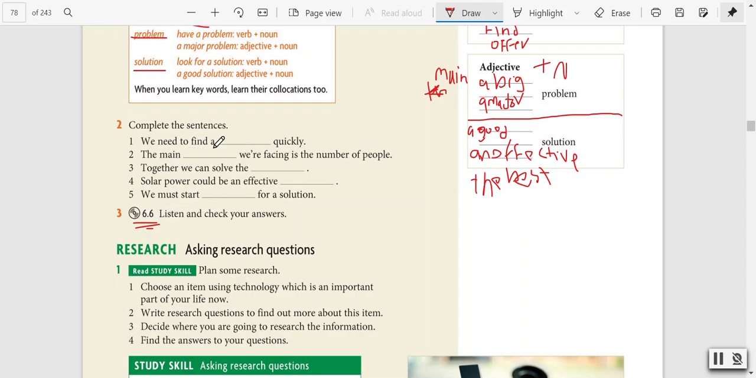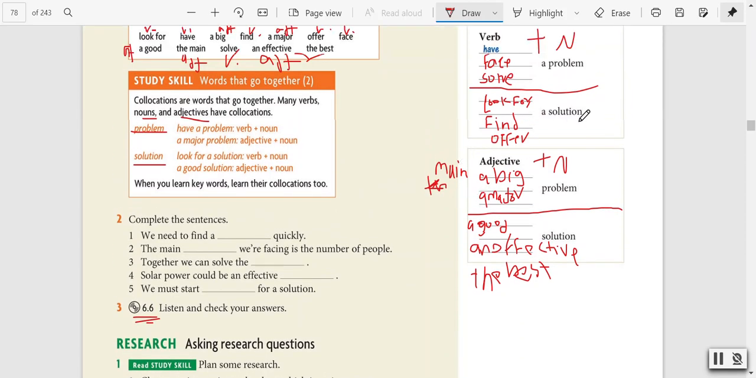We need to find a, we have find in here, look at this. Finding what? Find a solution. And the main, we have main in here, okay? The main problem. You must write down the collocation. We can solve what? You can solve a problem.